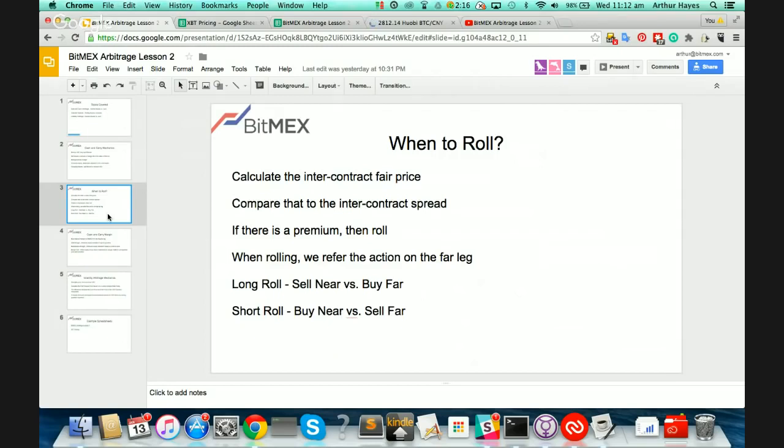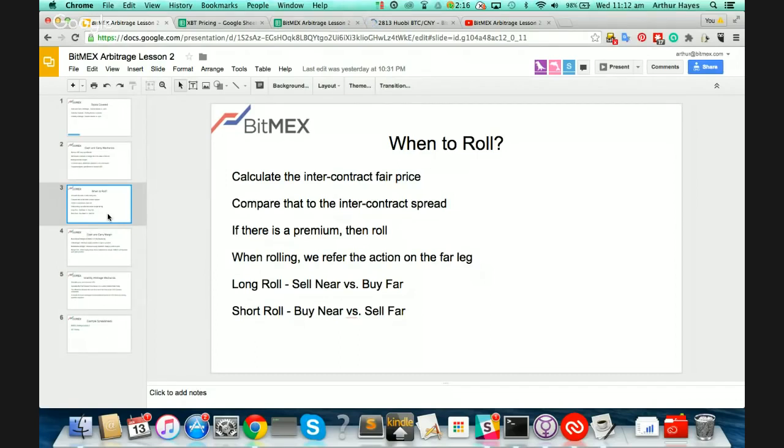Now, the goal here isn't just to do this for 30 days and that's it. You want to continually earn income by rolling futures contracts, by buying spot and selling futures contracts and continuing to be short futures and long spot. So what that means is you need to roll, or you need to go from the near month contract to the far month contract.